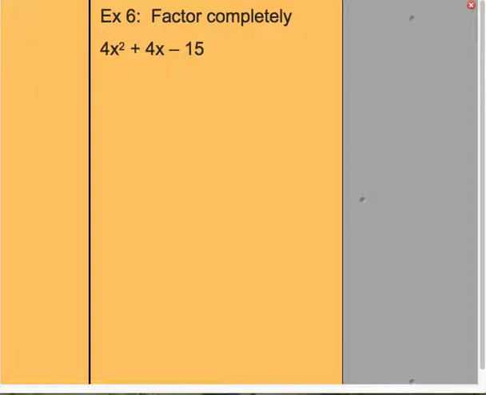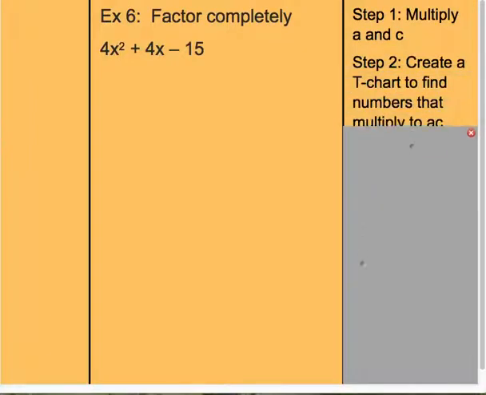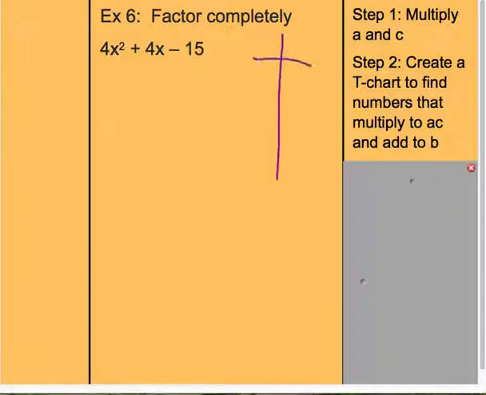Alright, step 1, multiply A times C. I'm going to combine that with step 2, create that t-chart. A times C: 4 times negative 15 is negative 60. And our B term is 4. So we're looking at 2 numbers that multiply to negative 60 and add to 4. So we know that they need to be 1 positive, 1 negative in order to multiply to a negative. And to add to a positive, the larger number needs to be positive.